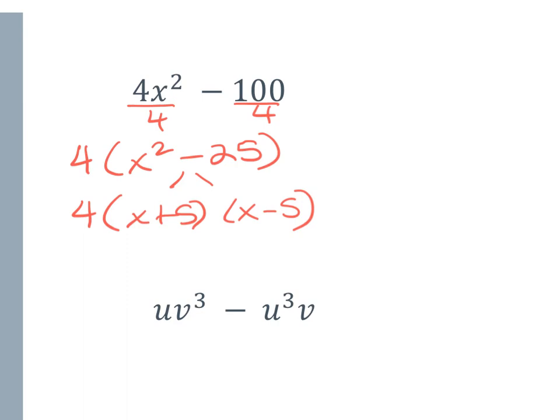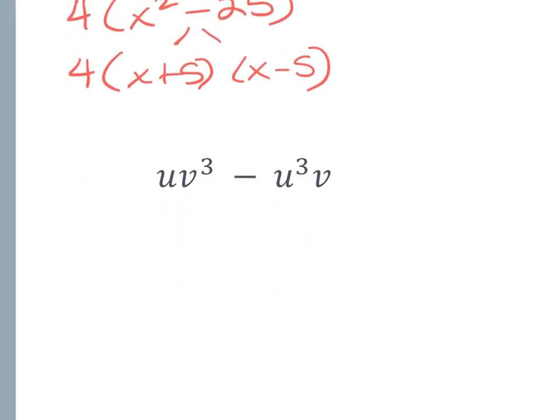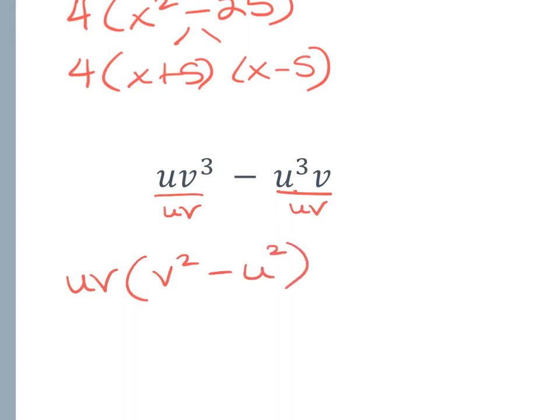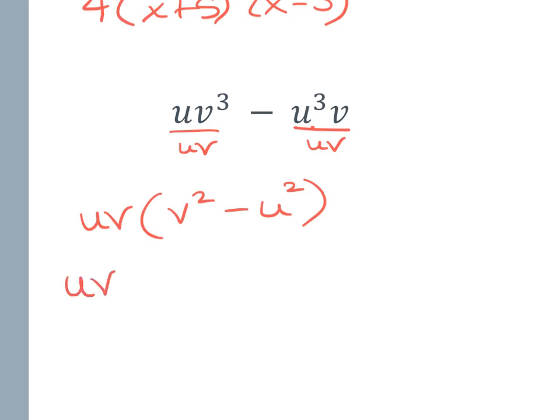Now we'll move on to the cubes. Okay, again, look for a GCF first. Notice they both have the letter U and they both have the letter V. So my GCF here is going to be UV. I'm going to divide it and I get V squared minus U squared. Difference of two squares. So write the GCF and then V plus U, V minus U. And you're done.